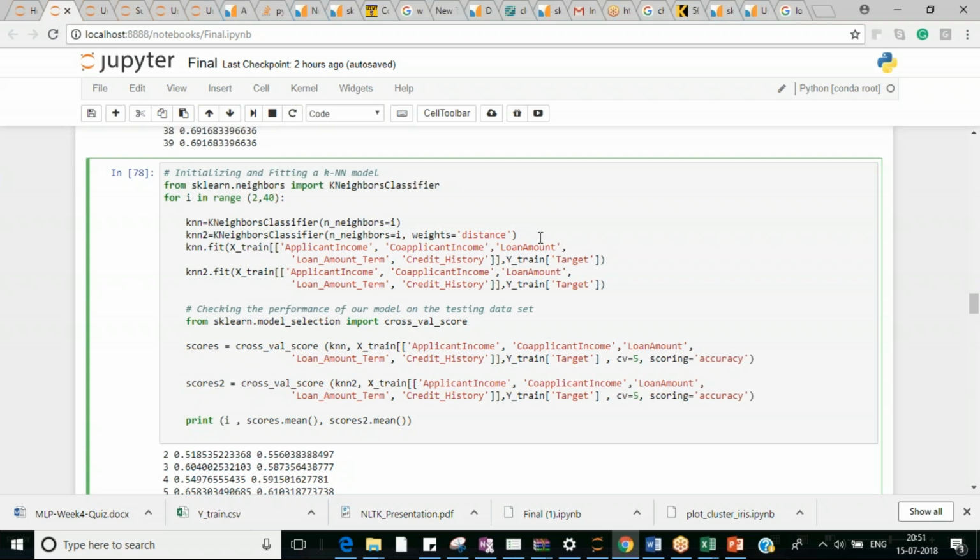Yeah. So this will make much more sense when you are doing a regression. When you are doing a regression and you take an average, if you keep your weights as distance, then you do a weighted average. So you give more weightage to the value which is closer to you than to the value which is farther from you. Does this make sense now?